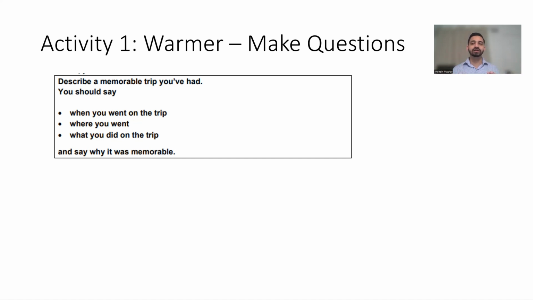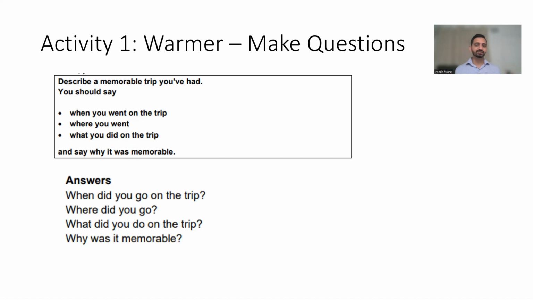Now it's very important for you to break down each of this information and convert them into questions, because if you can write them as questions, you will then remember what things you should be talking about, right? So it says describe a memorable trip. What does it include? You should talk about when did you go, the time, where did you go, the place, and what did you do on the trip, so your activities, and say why it's memorable. Four things it's asking about your trip, right? So how would you convert them into questions? Pause the video here, write down the questions, and when you come back, we'll review.